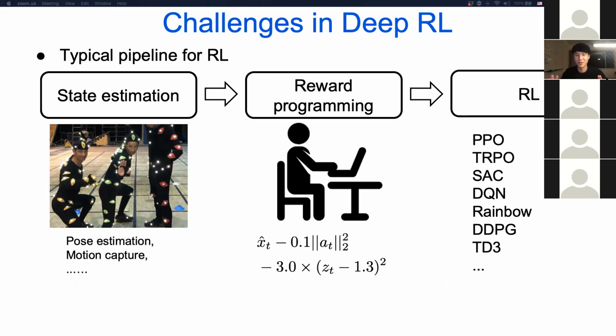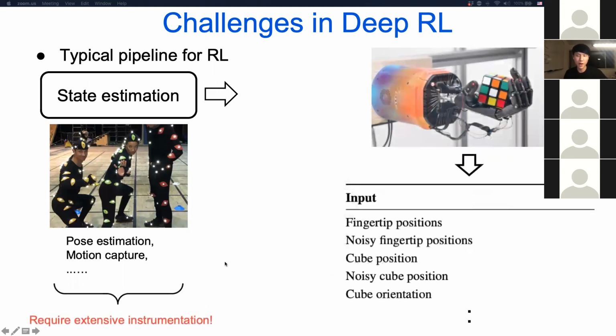Then let me go back to the typical pipeline in reinforcement learning. So far I talked about human-in-the-loop reinforcement learning to handle the problem of reward engineering. But I also want to remark that there is some problem in state estimation. Basically, state estimation is usually expensive to implement.